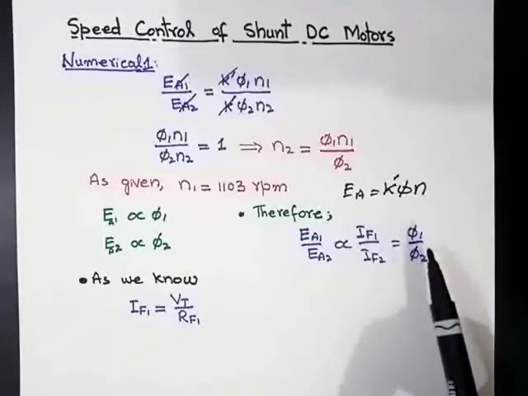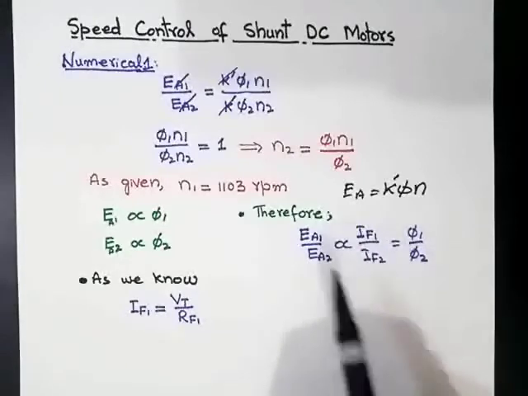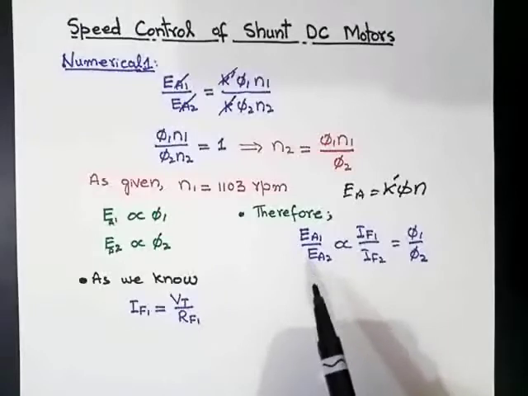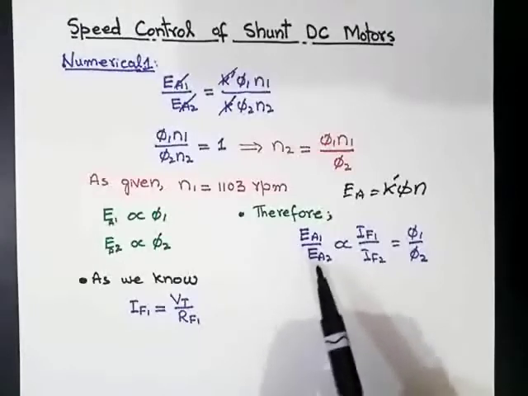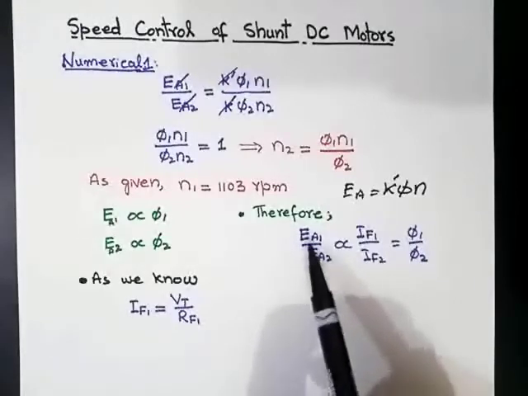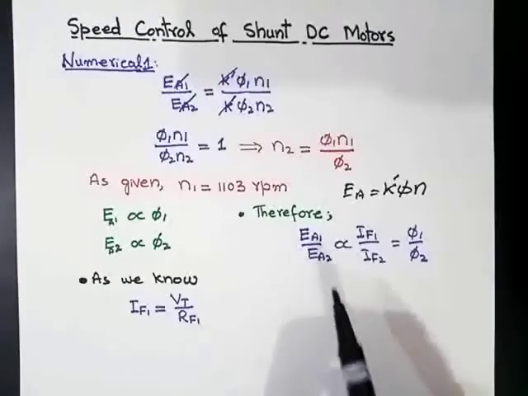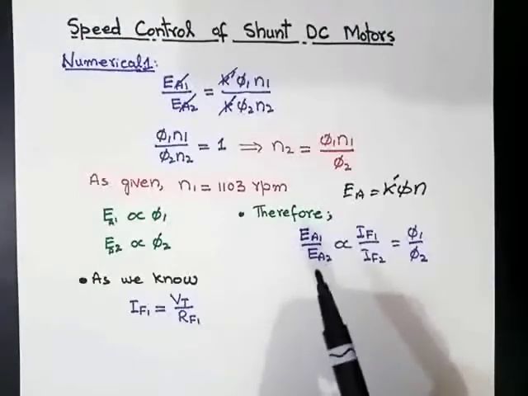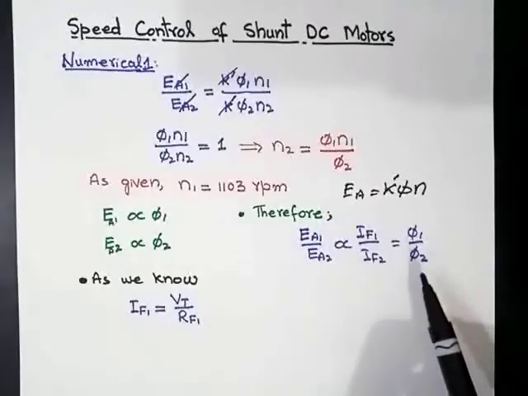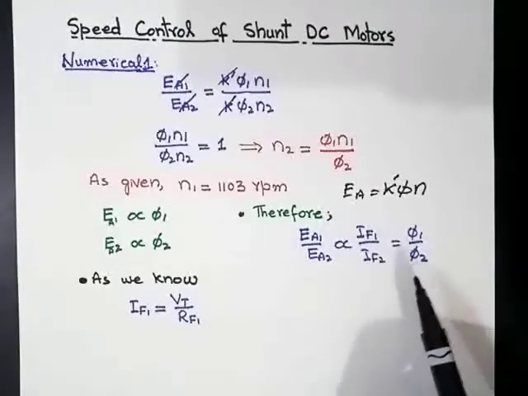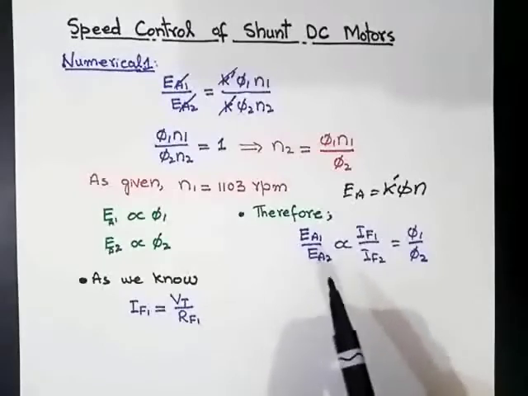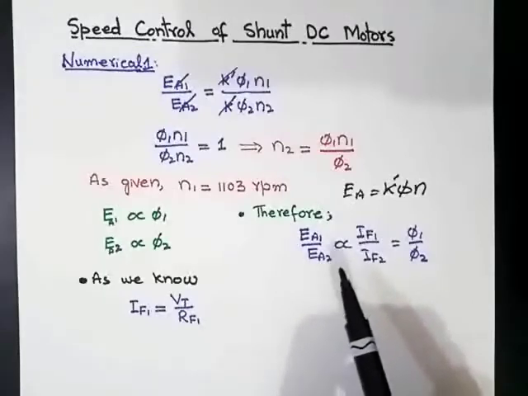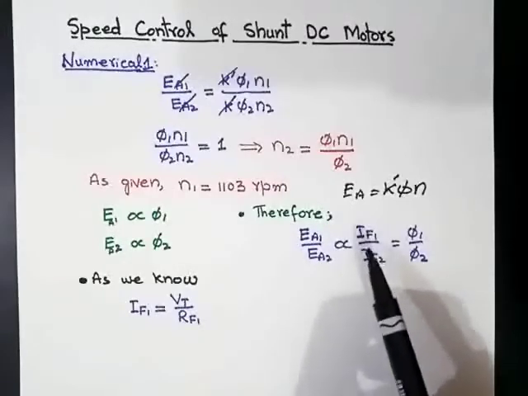Therefore, flux 1 over flux 2 will be equal to EA1 over EA2. So first of all, we will find the value of EA1 and EA2, then we put the value of EA1 and EA2 in this equation, then this will be the value of flux 1 and flux 2. To calculate the value of EA1 and EA2, first of all we will find the value of IF1 and IF2.